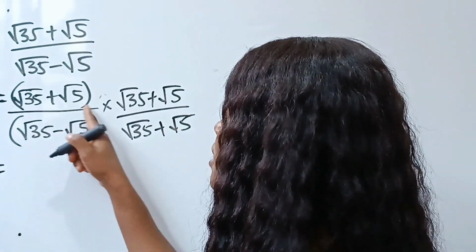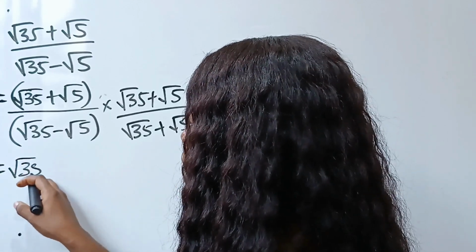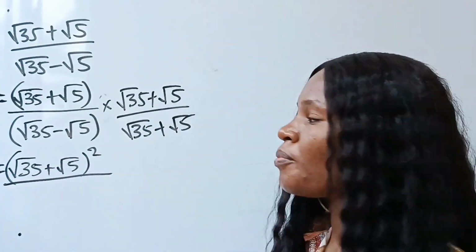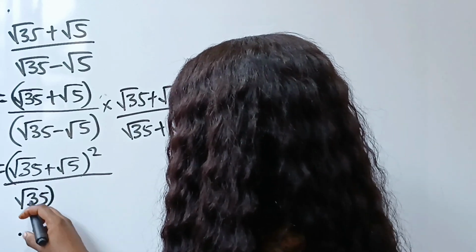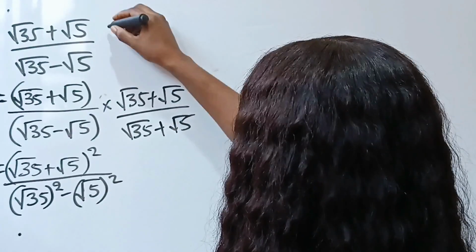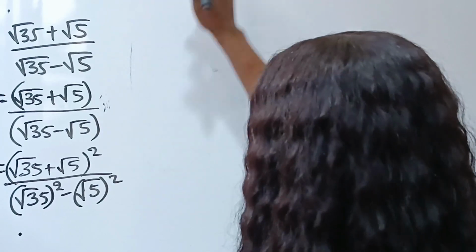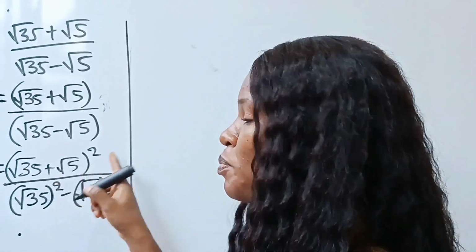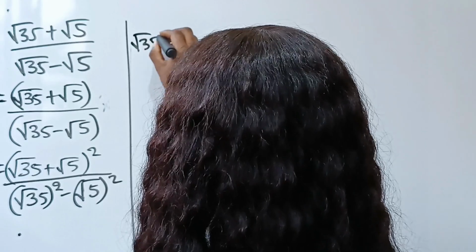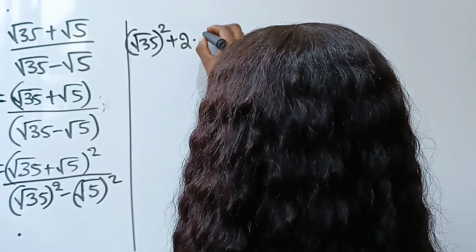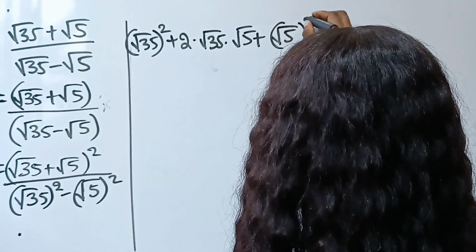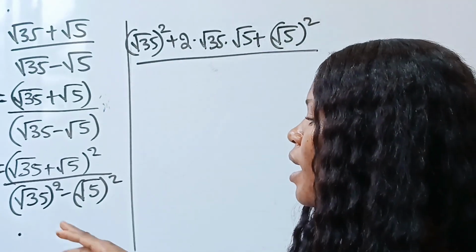So this is equal to, this multiplied by itself is root 35 plus root 5 squared, divided by, now we have difference of 2 squares here. So we are going to pick root 35 and square it, minus root 5, and square it as well. Now let's expand this. We have (a plus b) squared is equal to a squared plus 2ab plus b squared. So it's going to be root 35 squared plus 2ab, that is 2 multiplied by root 35 multiplied by root 5, plus b squared, that is root 5 squared. Now everything divided by this squared.